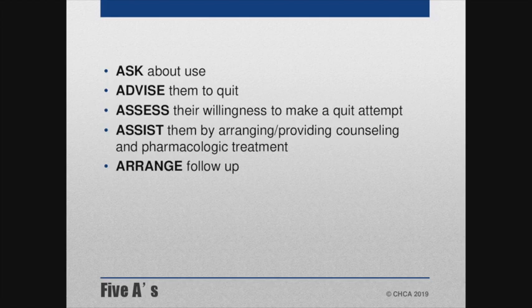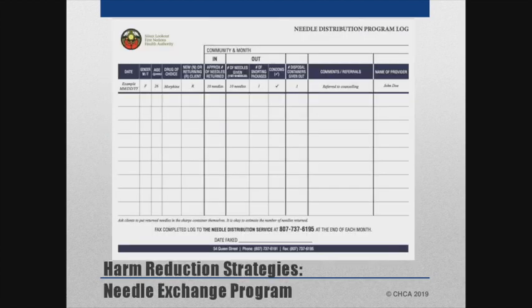So that's asking about use, advising them to quit, assessing their willingness to make that quit attempt, assisting them by arranging or providing counseling or pharmacological treatment, and then finally arranging follow-up. And then you continue this process of the 5 A's.